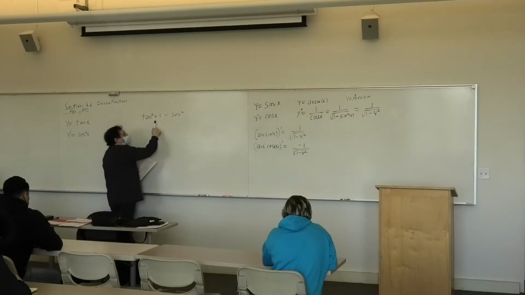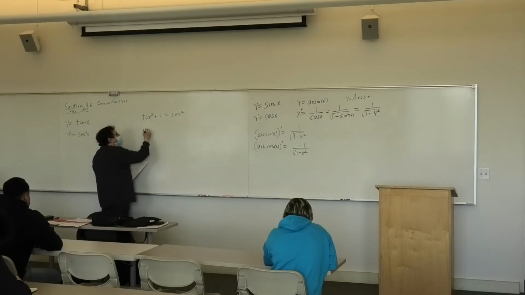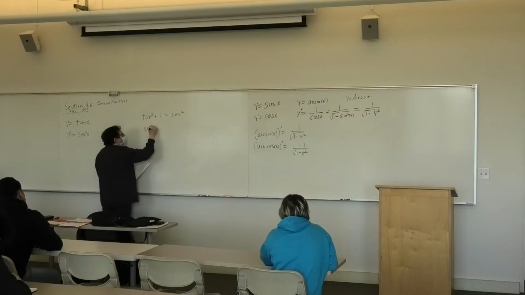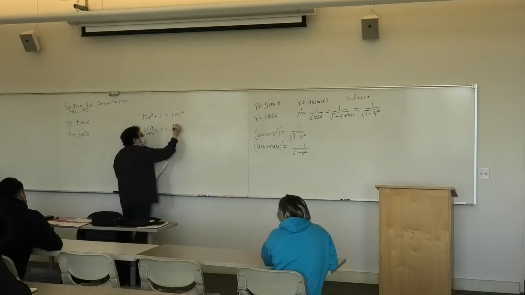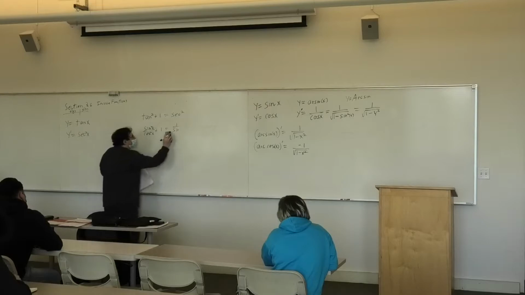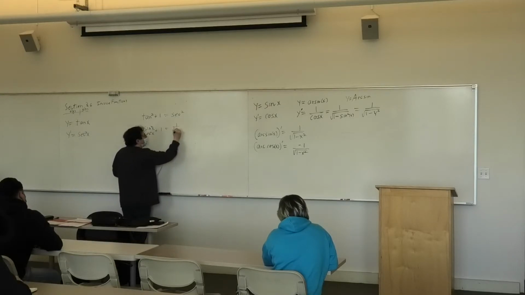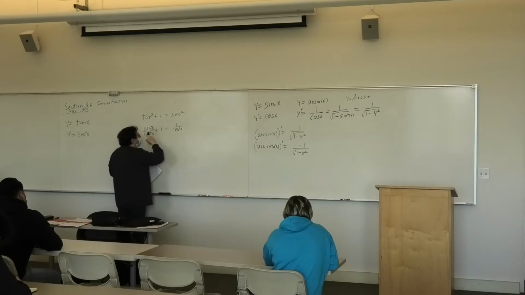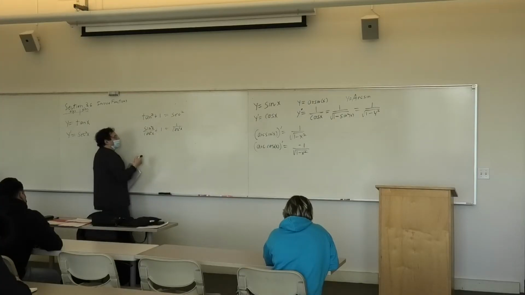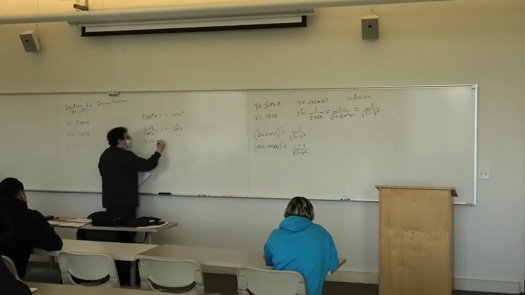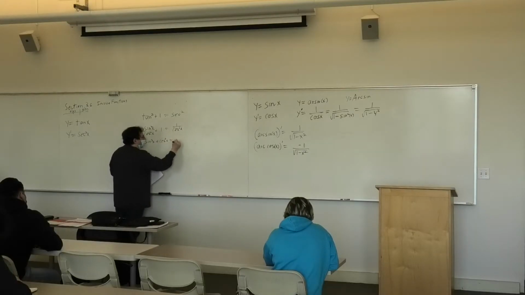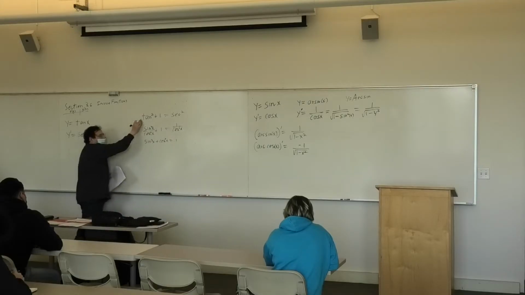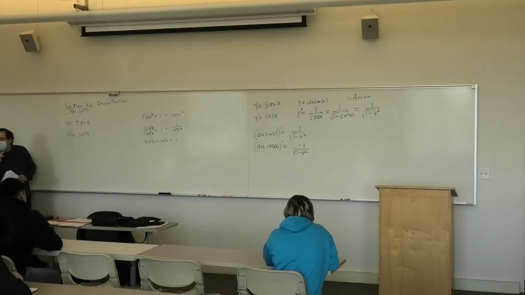If you have trouble remembering this, if you kind of write it out, sine of x squared over cosine squared x plus 1 equals 1 over cosine squared. You multiply this through by cosine squared, what do you get? You get sine squared plus cosine squared equals 1. It's just another form of the Pythagorean identity.